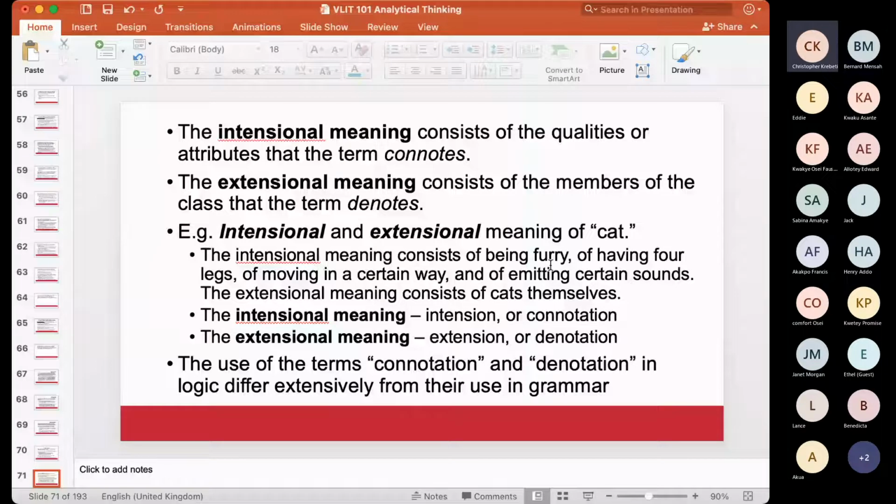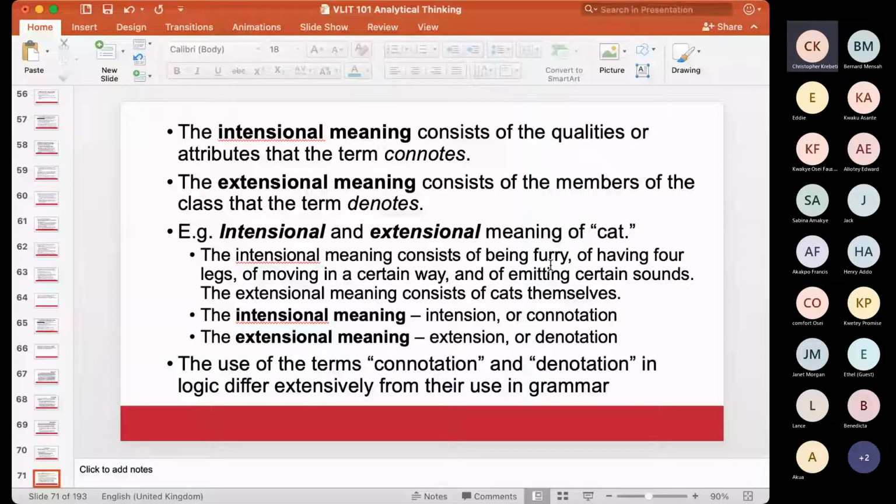So we can even classify lions and leopards, all of them belonging to the cat family. Then we are doing extensional meaning. The members of the class that the particular term denotes, we can mention them all.